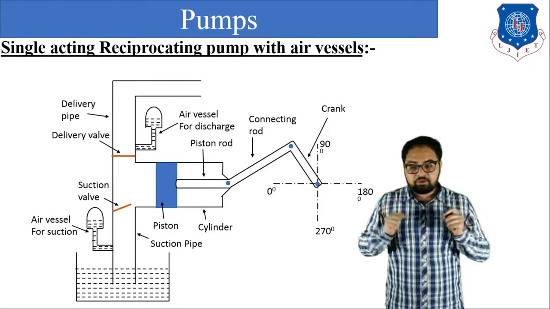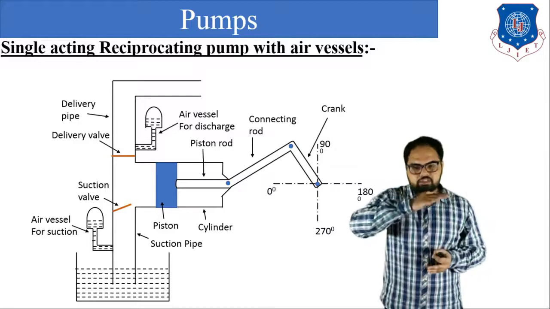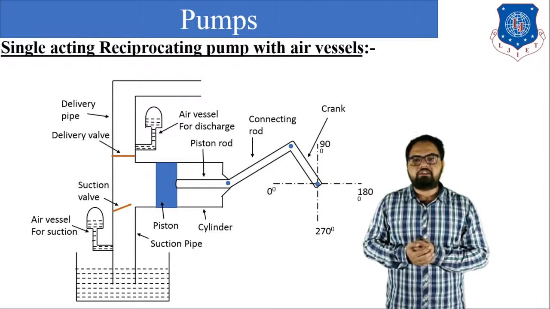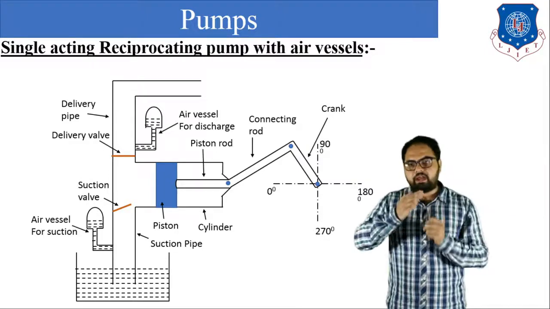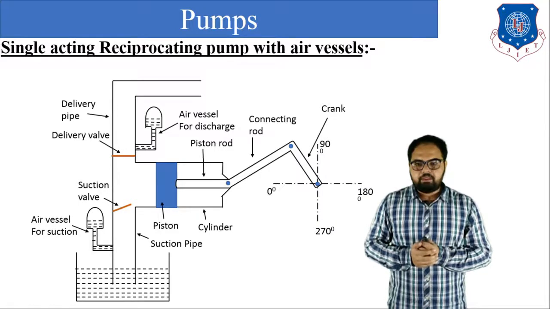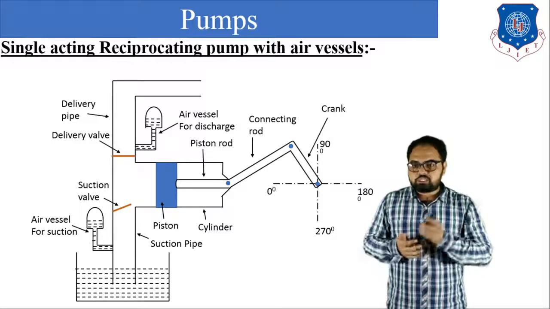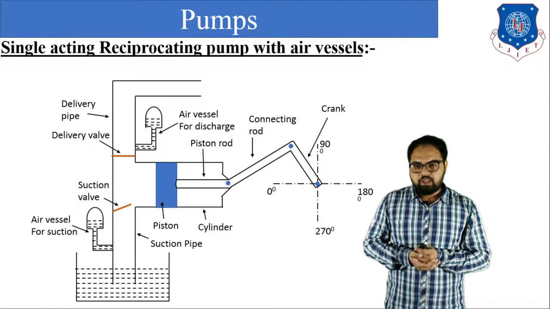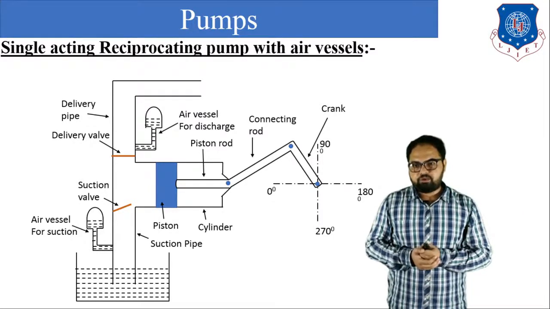Now during the next stroke, the crank travels from 180 to 0 and the piston travels from right to left. Due to that, a positive pressure is generated inside the cylinder, the suction valve remains closed, the delivery valve remains open, and discharge of liquid takes place to the discharge tank through the discharge pipe. During discharge, because an air vessel is fitted, some amount of liquid or water enters the air vessel, and the air is compressed at the top of the air vessel.